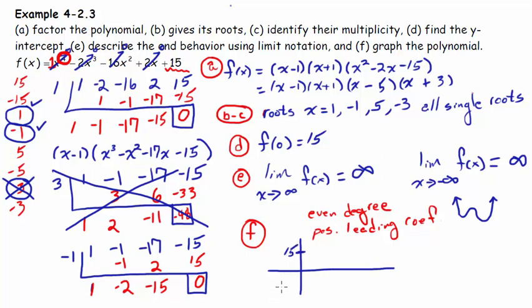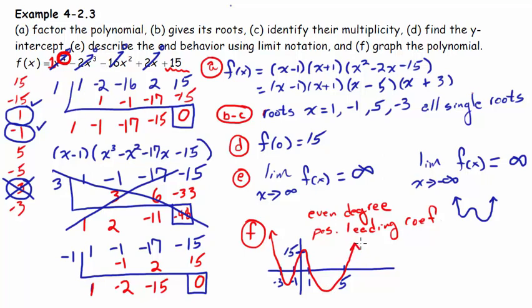Alright, I'm going to have a root at negative 3, negative 1, both of those are single roots, positive 1, and positive 5. Okay, and both my ends are going up here. So I'm going to start off here, go through negative 3, then back up through negative 1. I'm going to pass through 15 on my y-intercept, down through positive 1, and up through 5.